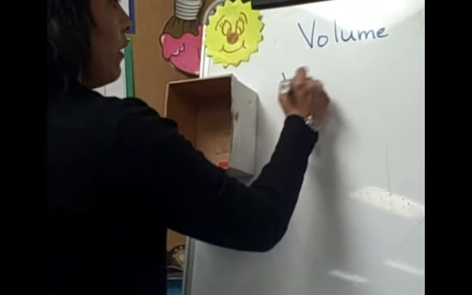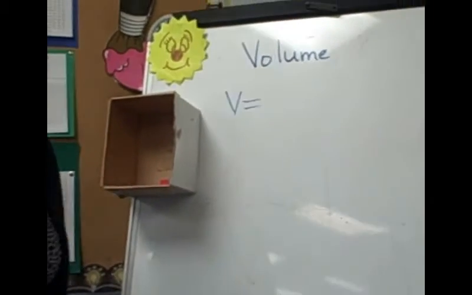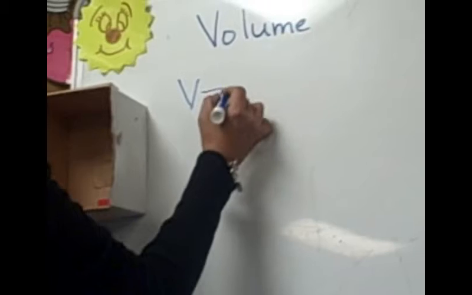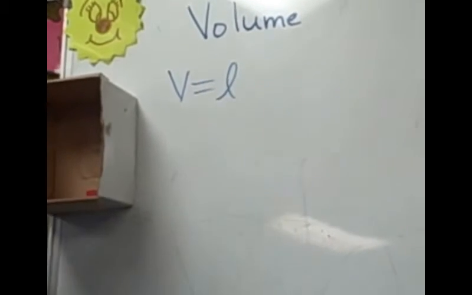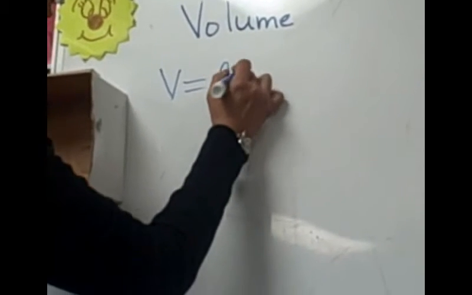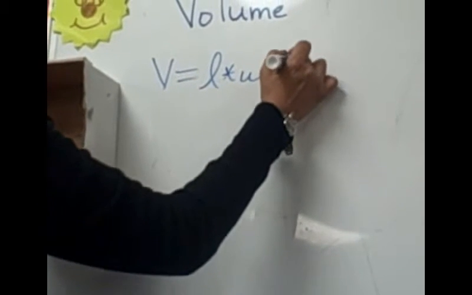Remember the formula for volume. Write it on your piece of paper. Test yourself. See if you remember what the formula is. The formula is length times width times height.